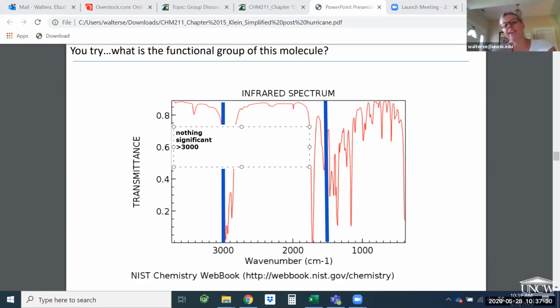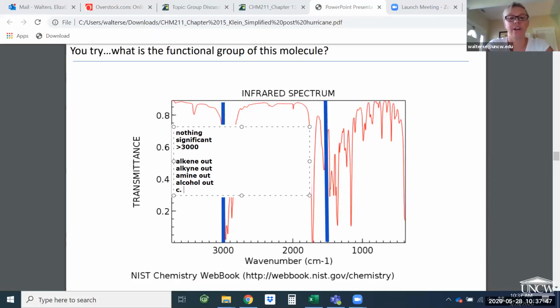Okay, so if you can say that you don't have an alkene, you don't have an alkyne, you don't have an amine, and you don't have an alcohol, and you don't have a carboxylic acid, because all of those functional groups have to have something greater than 3000 wave numbers. So the fact that there's nothing there actually gives you a lot of information.